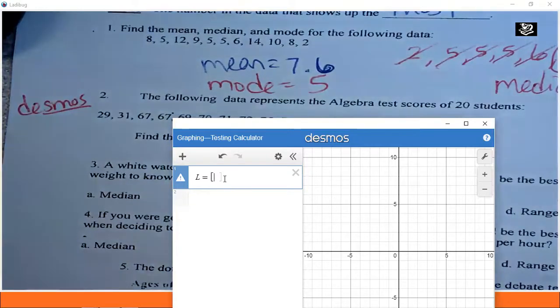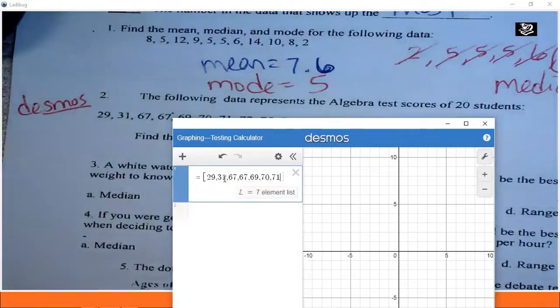And we're going to type in these numbers: 29, 31, 67, 67, 69, 70, 71, 72, 75, 77, 78, 80, 83, 85, 87, 90, 90, 91, 91, and 93.